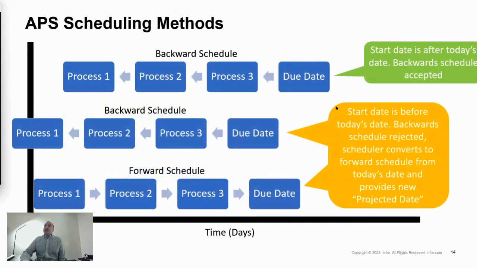And then, as I mentioned to you, lastly, is the APS scheduling method. So how to complete it and what is possible as of knowing the orders. So it first accepts the backward schedule if the start date's after today. And if not, if it's before today's date, it starts to reject the backward scheduler and then starts scheduling forward to tell you when you can achieve that.